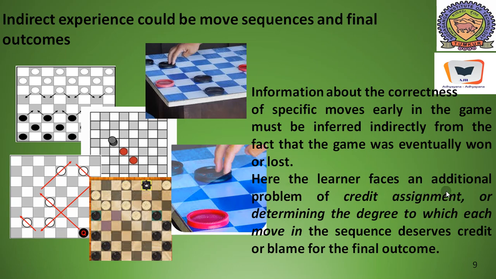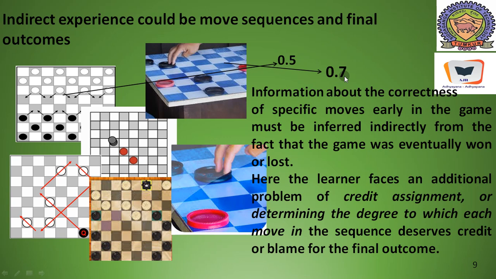So here the learner faces an additional problem of credit assignment, or determining the degree to which each move in the sequence deserves credit or blame. Blame means losing the game. Credit means getting some points. Let us say this kind of movement for a white pawn owner is attributed 0.5. It may be a win or it may be a loss. And this particular situation, as far as the person with the red pawns is concerned, there is a 70% chance, because the credit given to this is 0.7, and however there is a chance for this person to lose the game by 0.3.